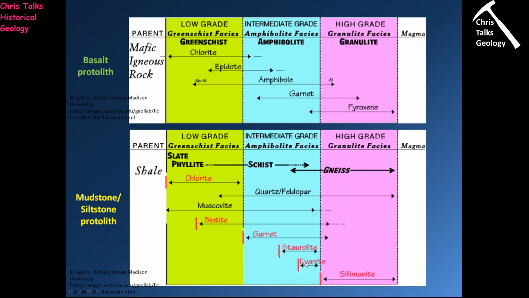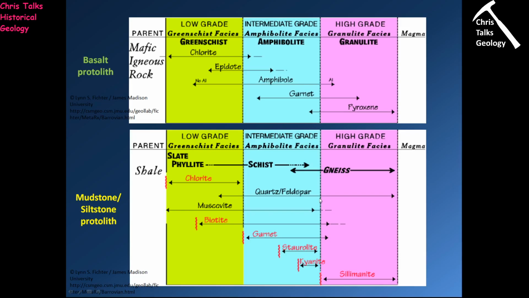a mineral called kyanite. Now, the presence of kyanite, staurolite, and garnet will tell us we are now in the intermediate, so the amphibolite facies field. As we move from the amphibolite facies conditions into the granulite facies conditions, we lose kyanite and staurolite if they're present, and they're replaced by a mineral called sillimanite. We will also eventually lose biotite and garnet as well.